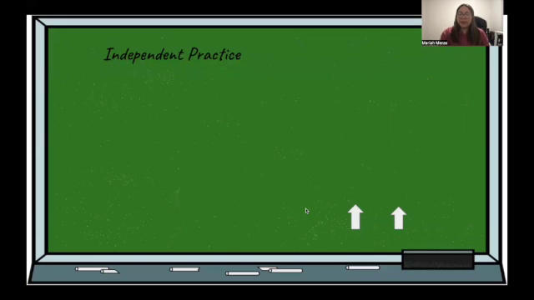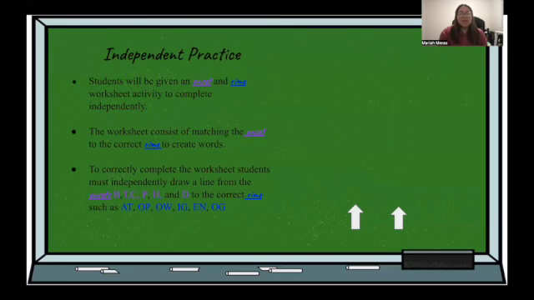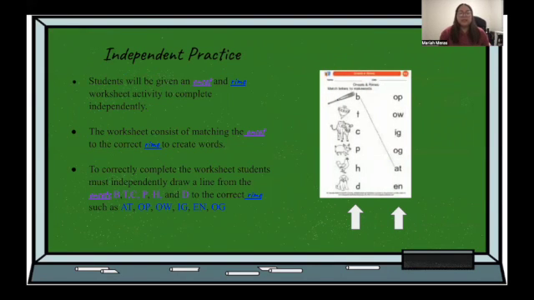Moving on, we are going to be doing independent practice. So we are going to be working on an onset and rhyme worksheet activity, but this time you guys will be completing it by yourself. I will explain and then I'll let you guys try to complete it on your own. Our worksheet looks like this. Instead of circling the onset, you guys are going to be drawing a line from the onset to the correct rhyme.